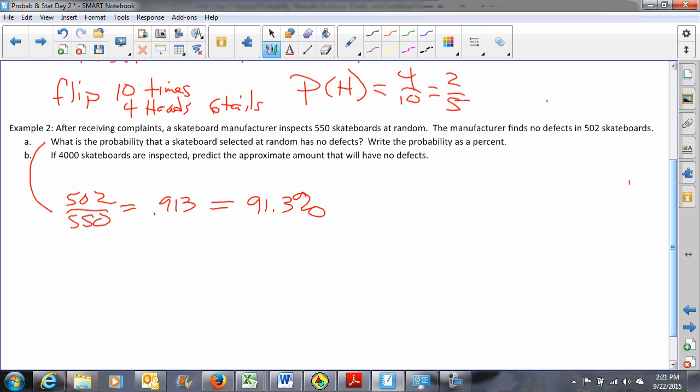Now, part B: if 4,000 skateboards are inspected, predict the approximate amount that will have no defects. Well, we would expect 91.3% of the skateboards would have no defects.